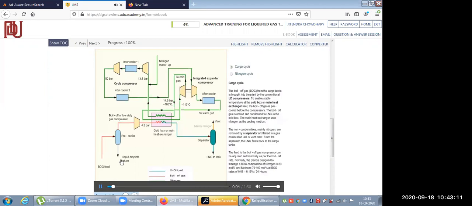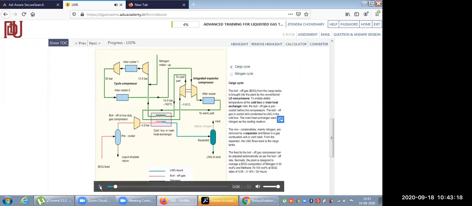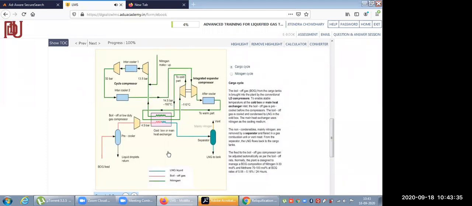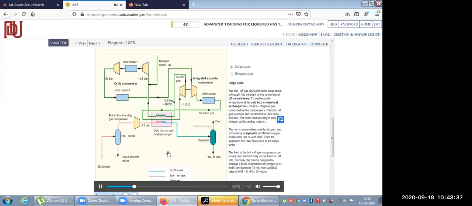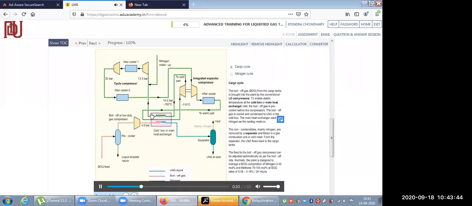Boil off cargo gas cycle: the boil off gas flows from the cargo tanks. From the low duty compressor, the gas goes via the pre-cooler and then to the cold box or main heat exchanger, and then it is cooled and passed through the separator. And nitrogen is used as the cooling medium.